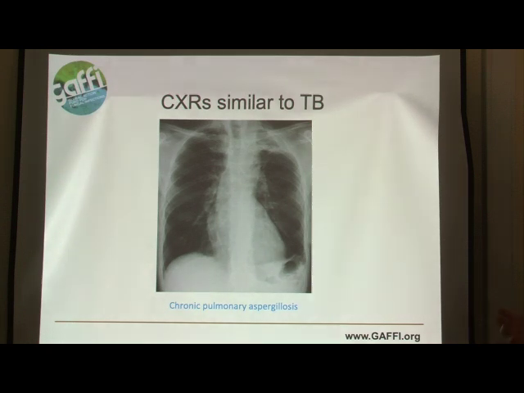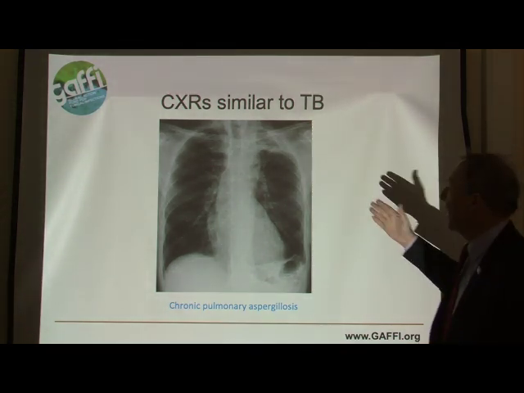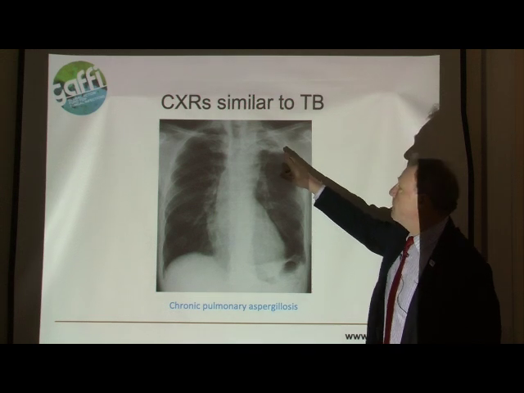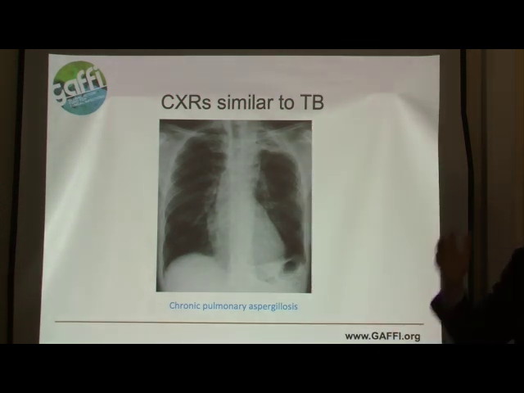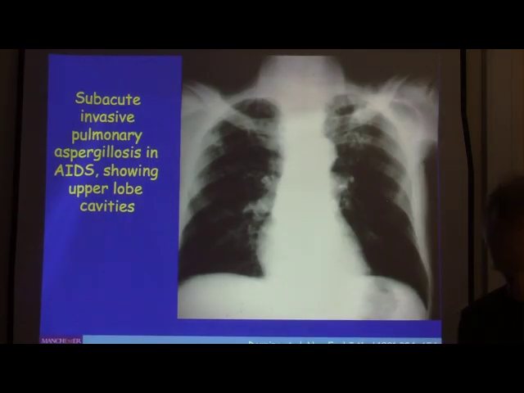So sometimes the x-rays look like TB. So here's an example where it's not quite like TB, but you've got pleural thickening in a single cavity, and it would be easy to ascribe that to TB. In fact, this patient has never had tuberculosis, just has aspergillosis.